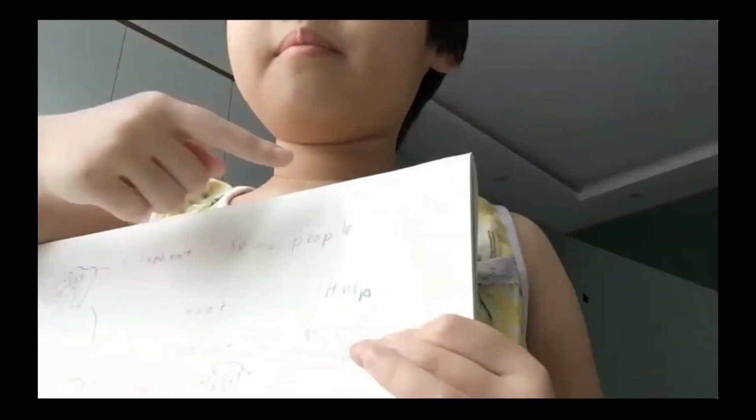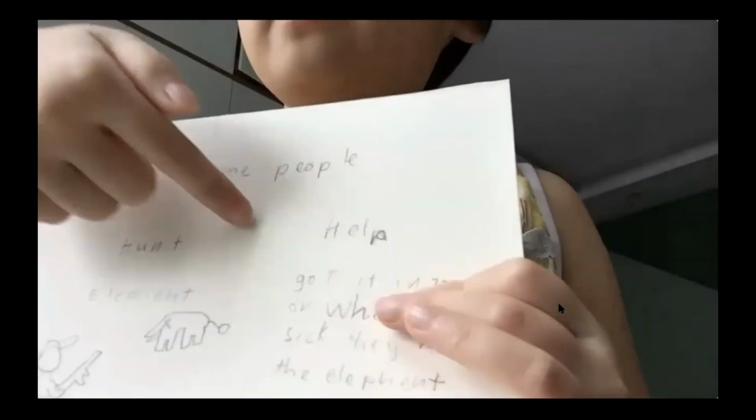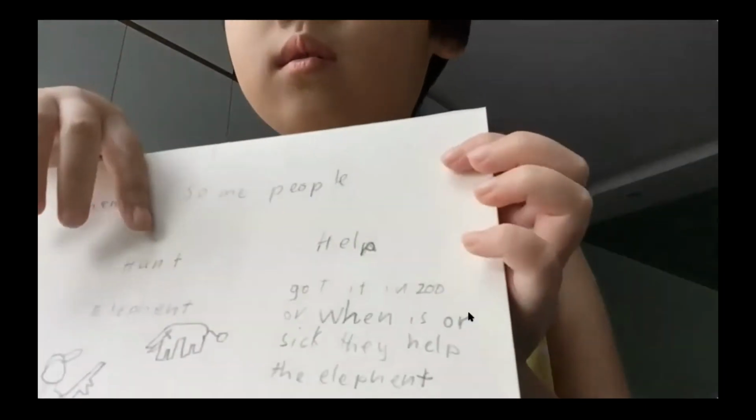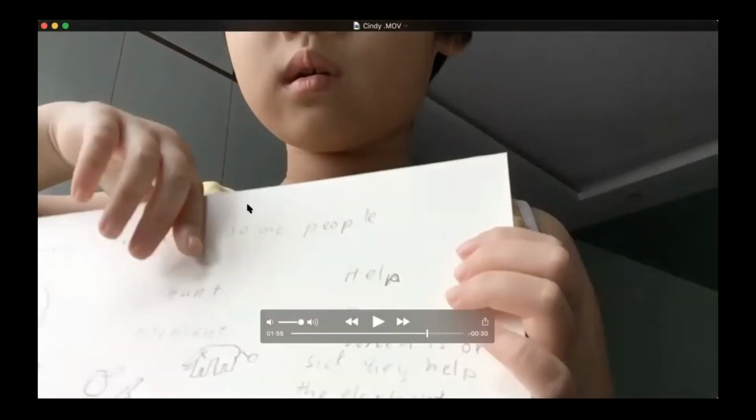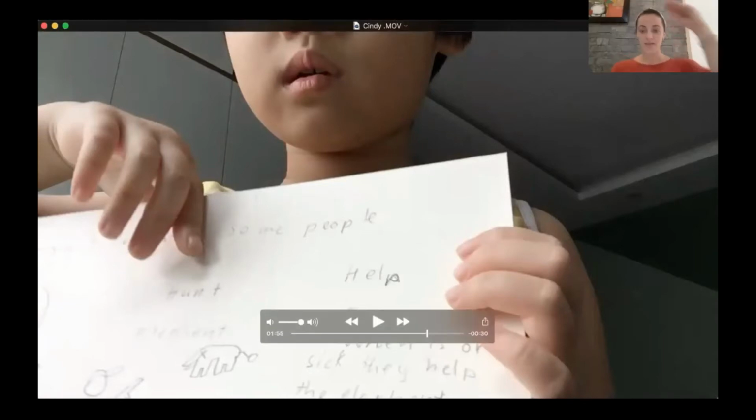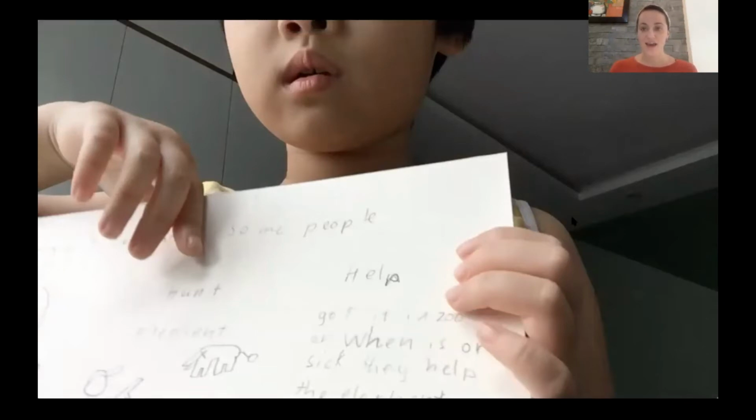Excellent. And some people help. I love how you split it into some people hunt and how they hunt, some people help and how they help when they get sick. So this is more how people hurt and help elephants, not about climate change, but that's okay. I like the life cycle. I like the drawings. Very good, Cindy, at presenting it.